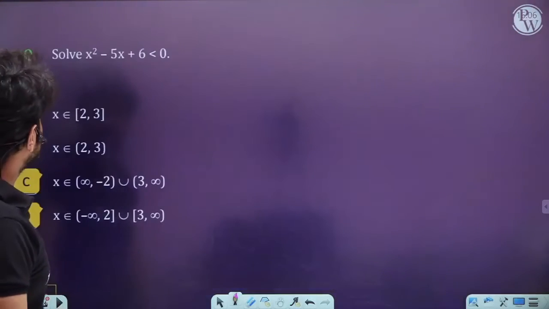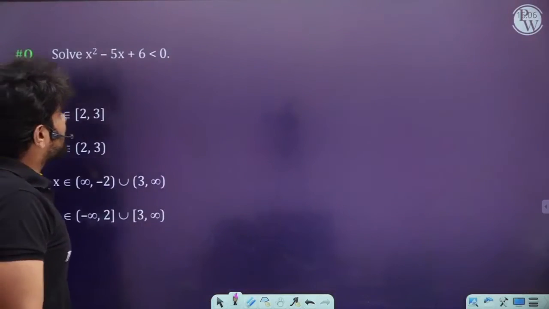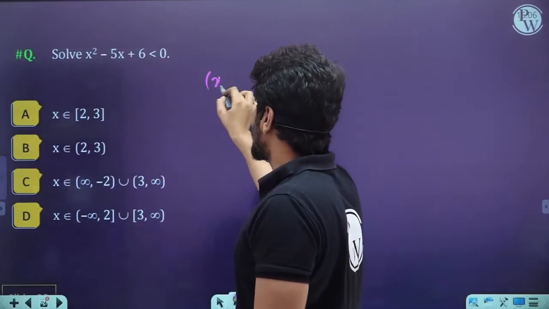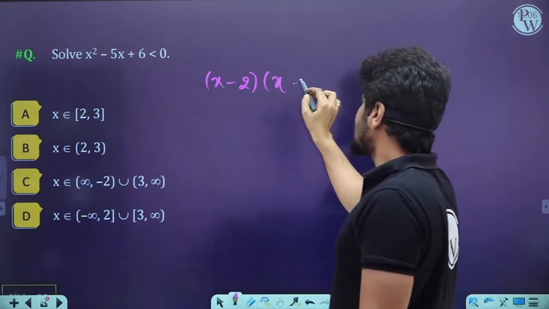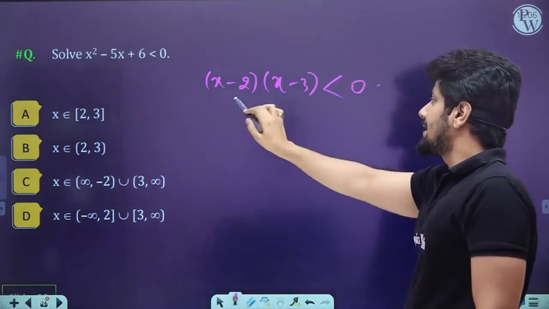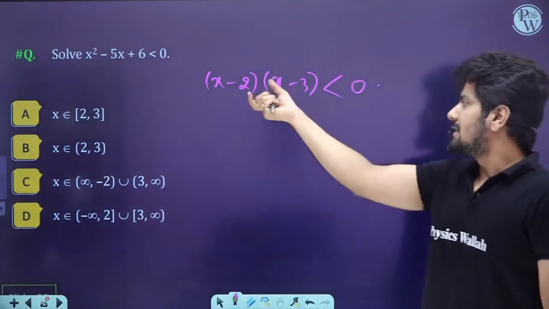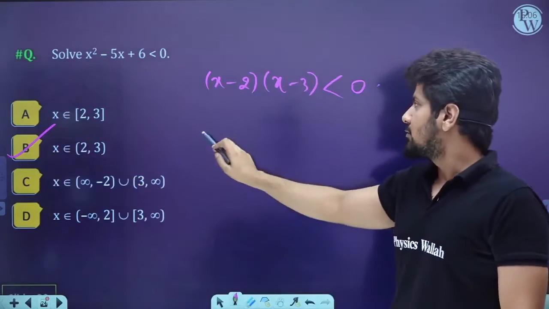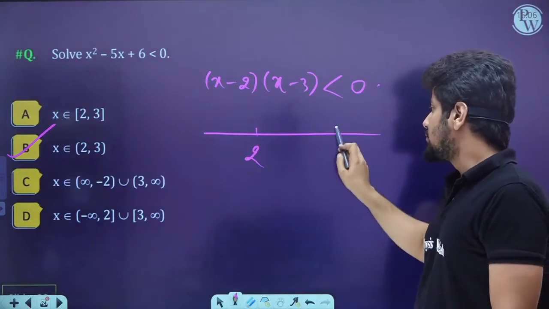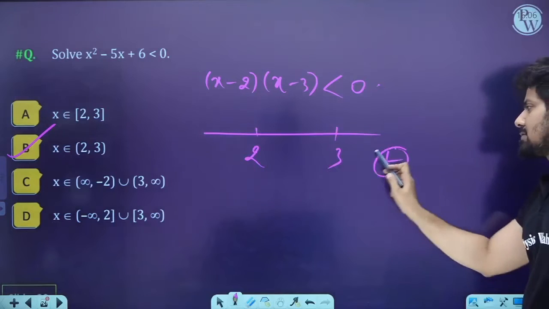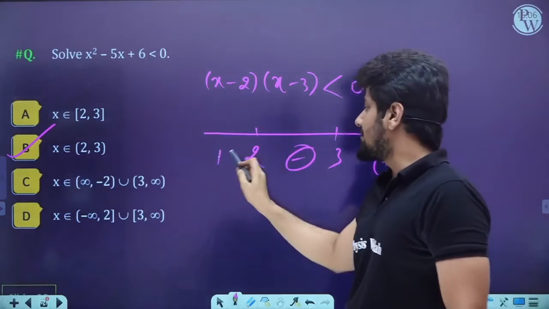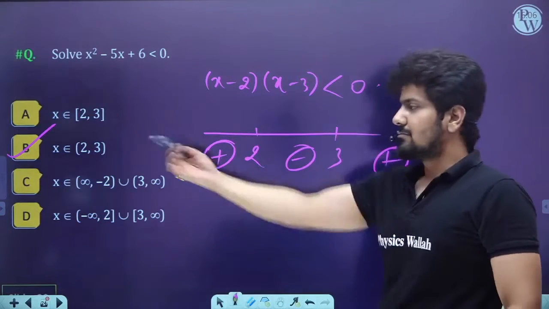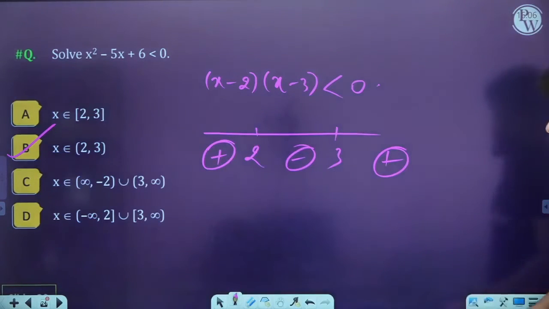Okay, x square minus 5x plus 6 less than 0. Again, factorize this one. There will be two factors, x minus 2 multiplied by x minus 3 less than 0. Their product will be less than 0 between 2 to 3. Correct? You can directly do this. There is 2, there is 3. Extreme right positive, then we have a negative sign, then we have a positive sign. So between 2 to 3, we can see a less than 0 sign. Answer is option B. Okay, simple.